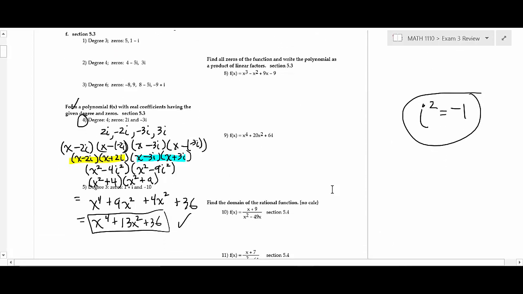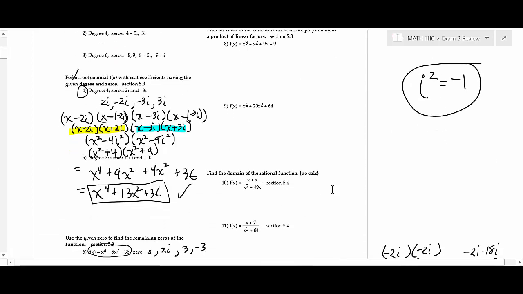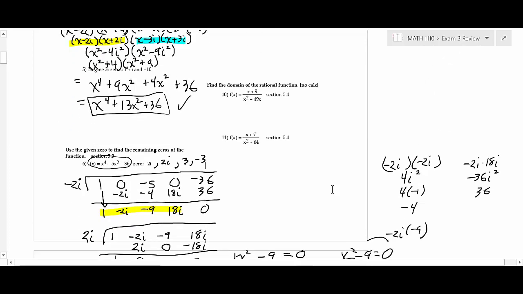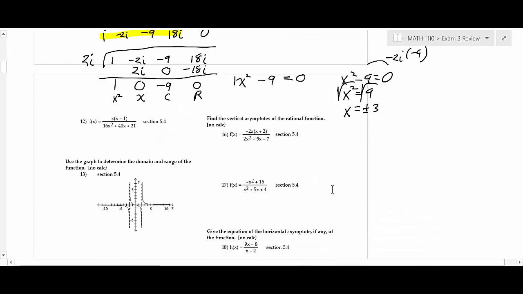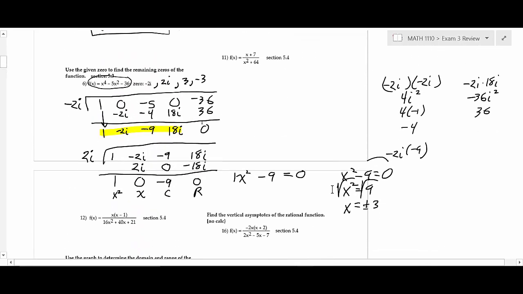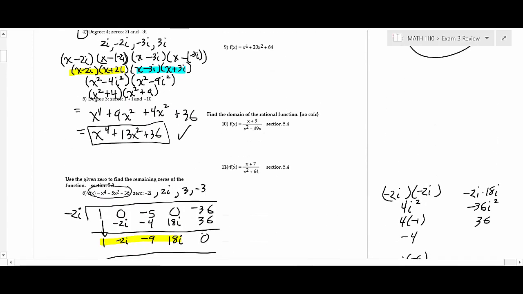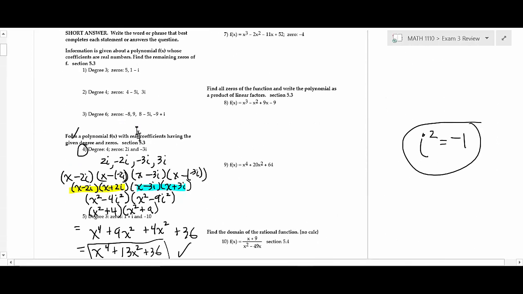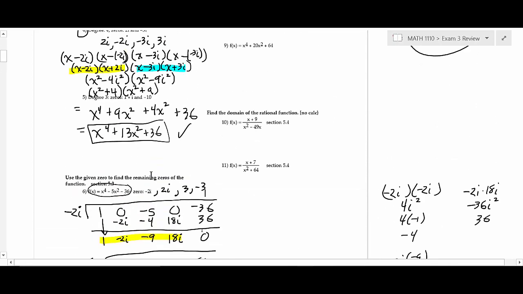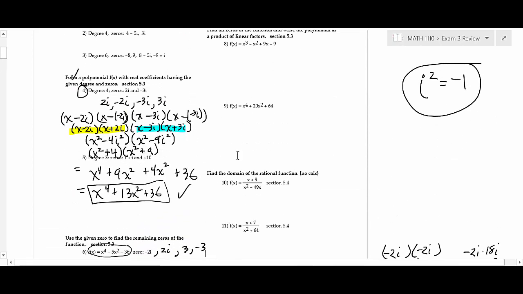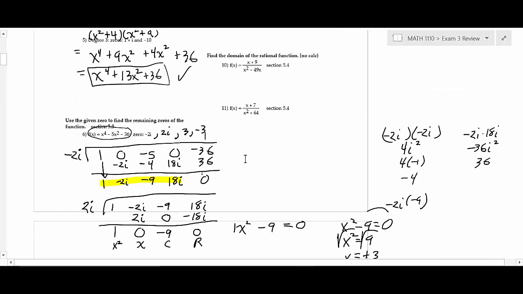All right, let's see. Let me skip down a little bit here. Let's talk a little bit just about rational functions here for a few minutes. Some of the stuff from 5.4. 5.3, mostly you're looking at the complex conjugates theorem and being able to work with that and finding zeros given a 0. Okay, let's look at the domain of a rational function. Let's go over that just a few minutes here.